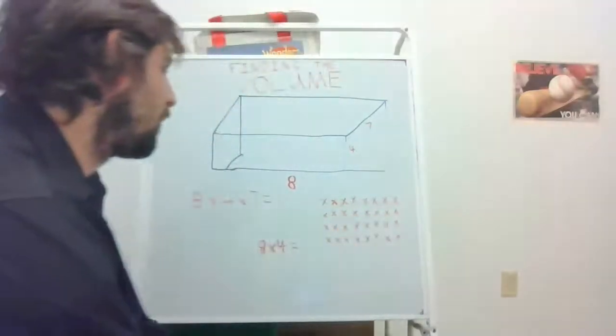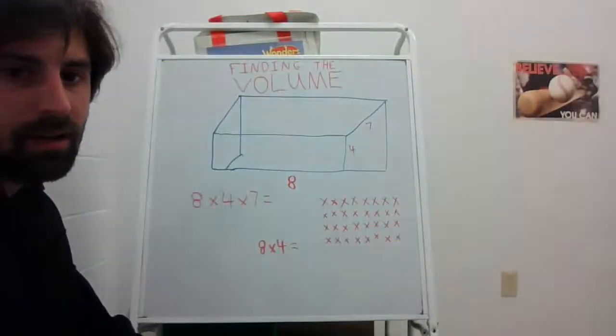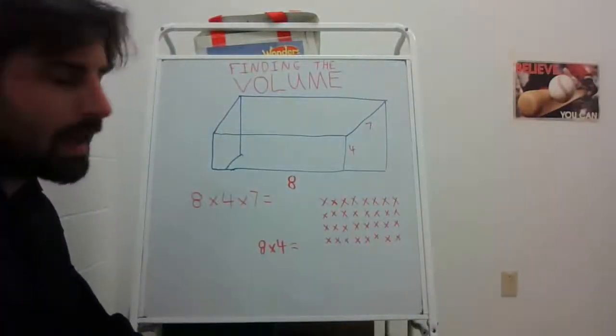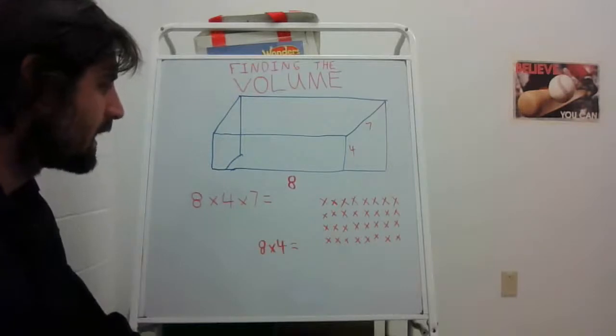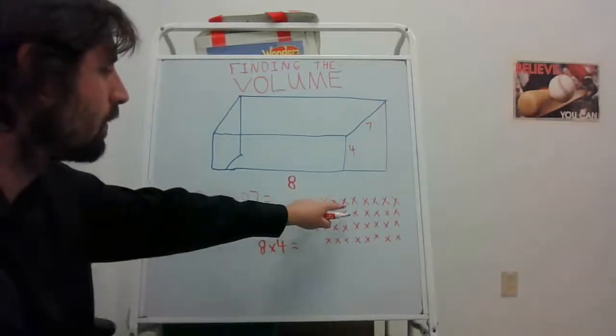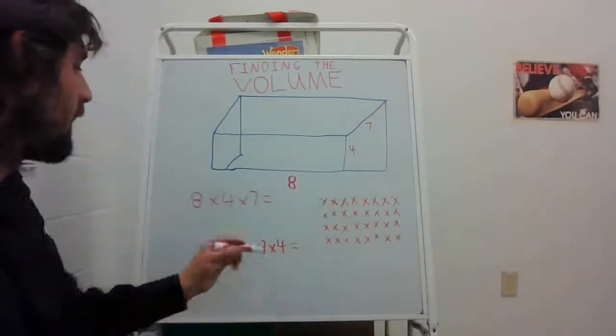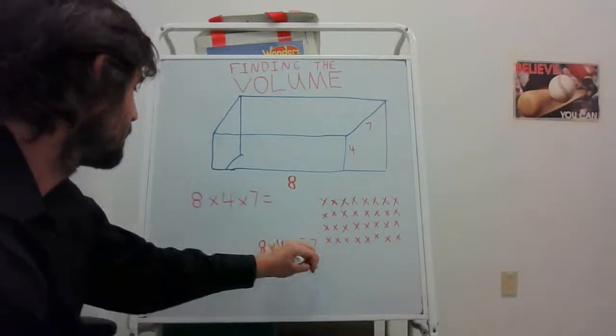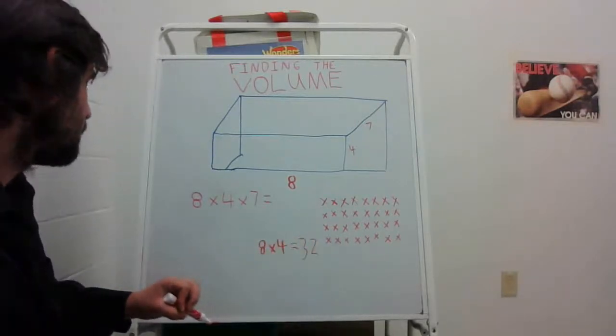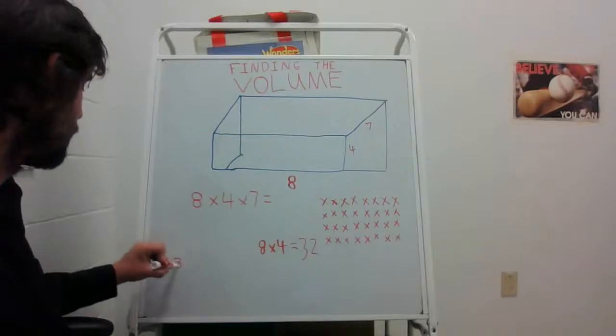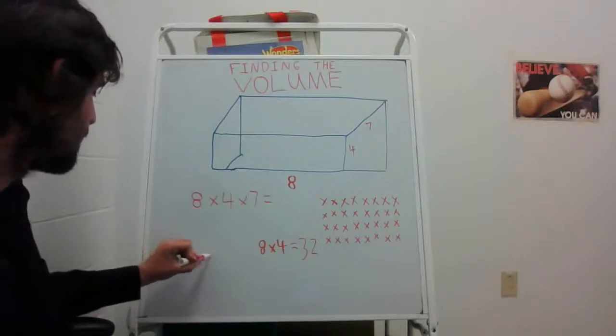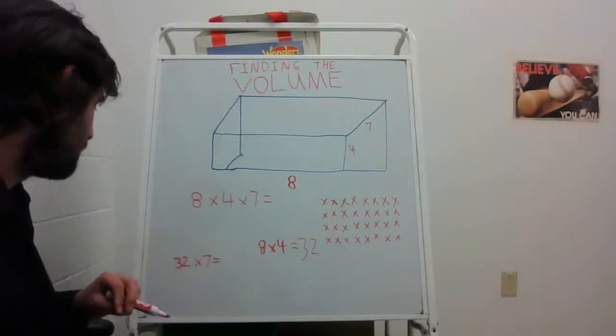So I have 4 rows of 8 X's here. So if you're not able to do it in your head, what you would do is you make your 4 rows of 8 X's, and then you're counting the total number of X's. But 8 times 4 equals 32. So now we got to do 32 times 7.